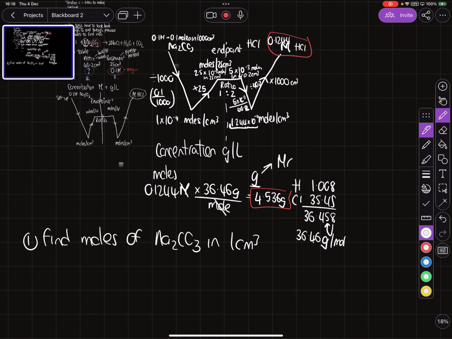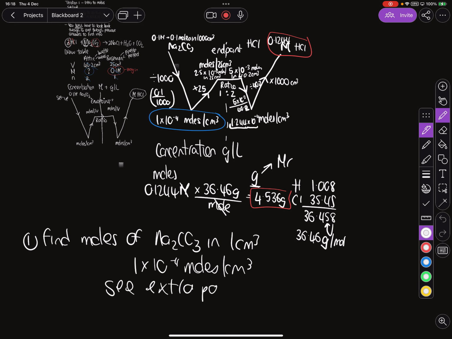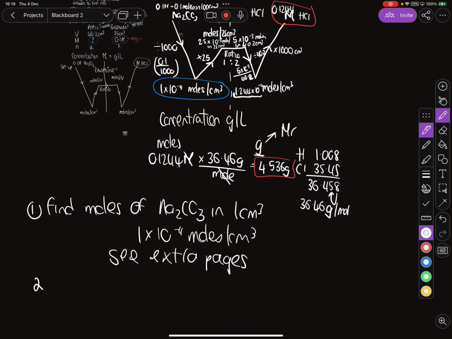And you are going to go back to your W, and you're going to have a look around, and this is that answer. And back in whatever box it is, you are going to write that answer in 1 by 10 to the minus 4 moles in a centimetre cubed, and you're going to say see extra pages. So what that is giving them is what was your start and what was your end, in case the new chief examiner wants to see details of your maths.